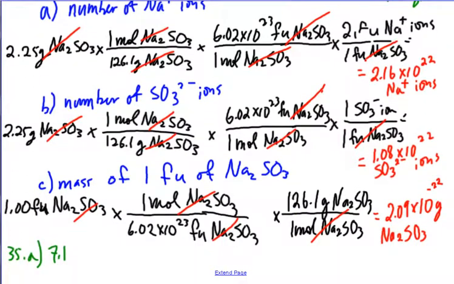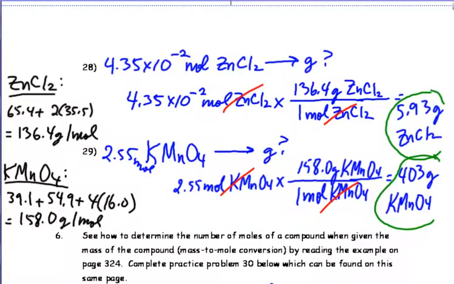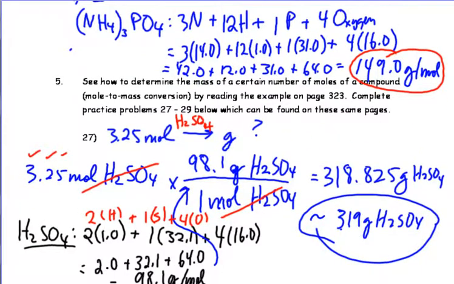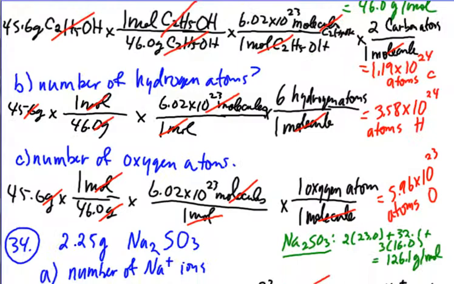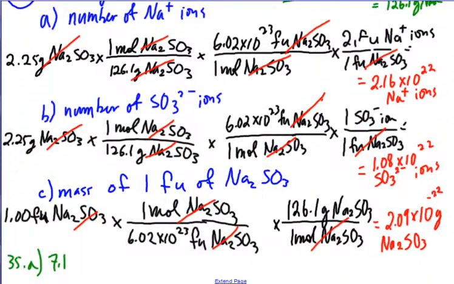Then going backwards, what is the mass of 1 formula unit of sodium sulfite? So again, we're going in the reverse order there. Let's see, where is that Y chart? There it is. So formula units to moles, then from moles to mass. So 1 formula unit, multiply 1 mole over 6.02 times 10 to the 23rd, so that cancels. And then moles to grams, so 2.09 times 10 to the minus 22 grams of sodium sulfite.